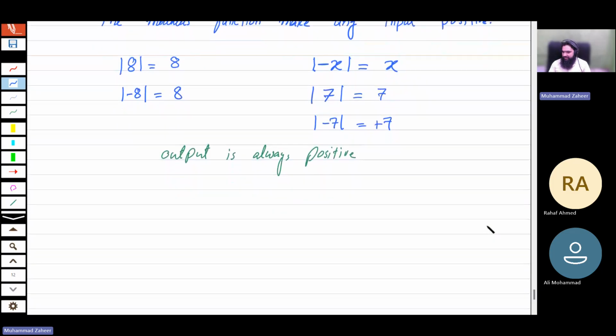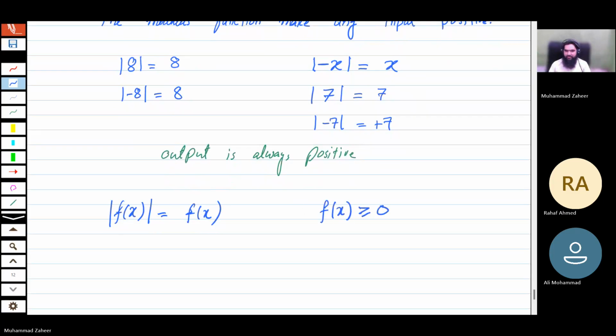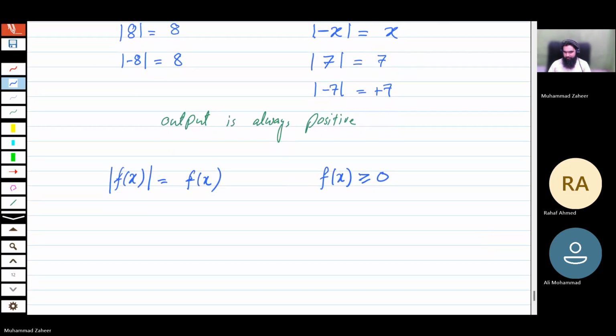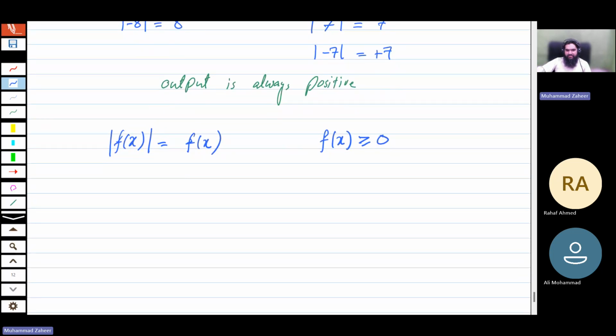All right. For example, in terms of a function, if you have f of x and you take the modulus, you are going to get the positive f of x, such that the modulus of f of x is always greater than or equal to 0, which means your output is always positive. All right. This is just the main thing. Sometimes examiners use the modulus function to ask about the value of the modulus.